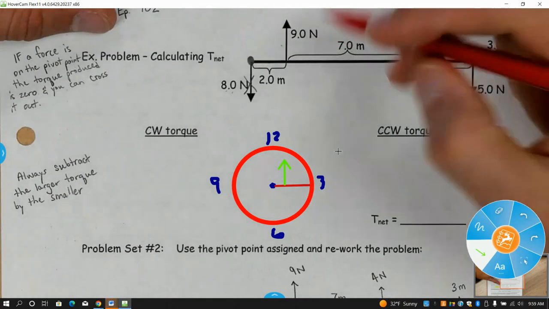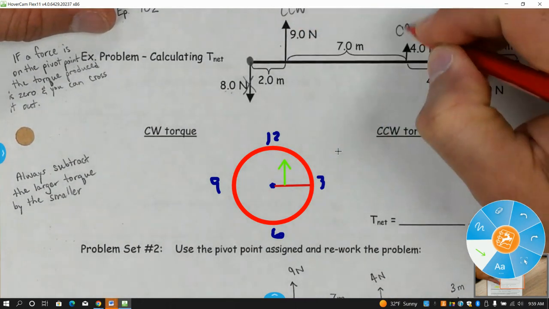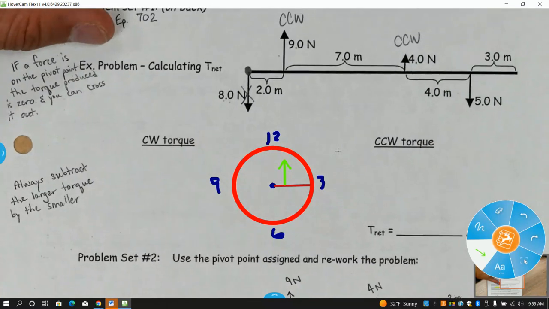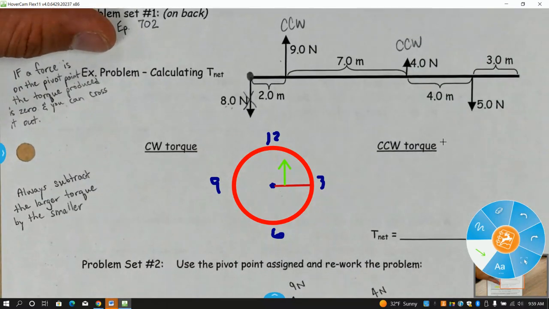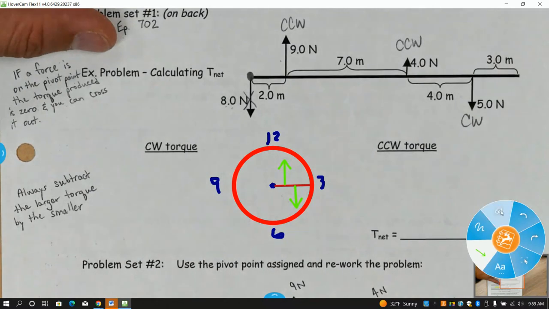So my up arrows are CCW. They are counterclockwise. And then my down arrow here would push it from 3 o'clock to 4 to 5 to 6, which is the correct way. So this 5 Newton force here is clockwise.